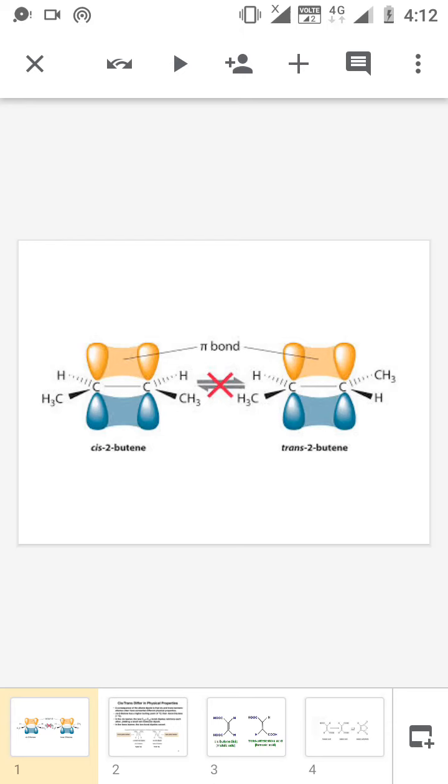Next, we are discussing some of the examples of the geometrical isomers. First one is 2-butene. 2-butene means the molecular formula is CH3-CH=CH-CH3. As we discussed earlier, geometrical isomerism arises due to restricted rotation. See here, 2-butene exists in two geometrical isomers, cis and trans.